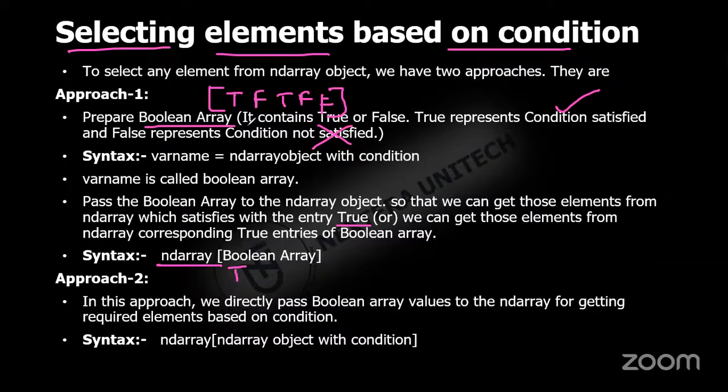Instead of preparing and doing it all, you directly pass. Here we have prepared and then we have passed. What I am doing is, I'll directly specify the condition. When I specify the condition, I'll get the Boolean array. Once after getting the Boolean array, internally it is going to return the same.